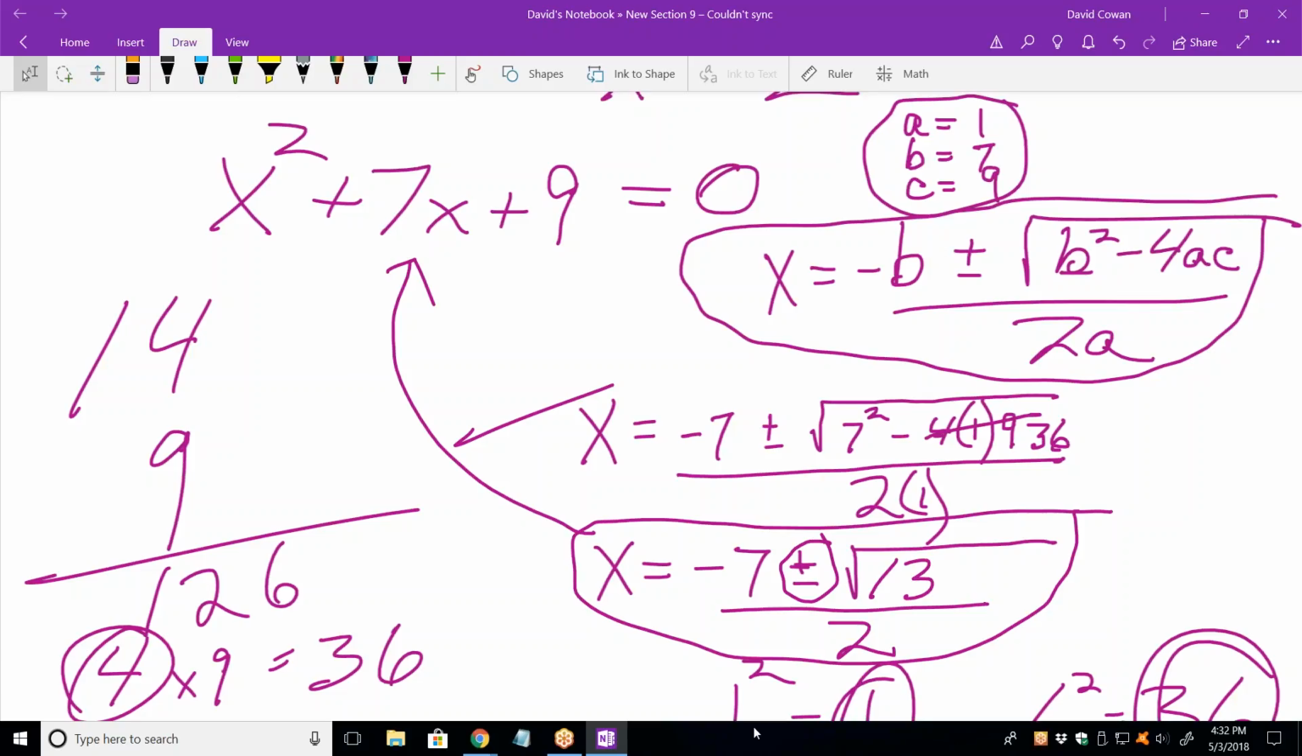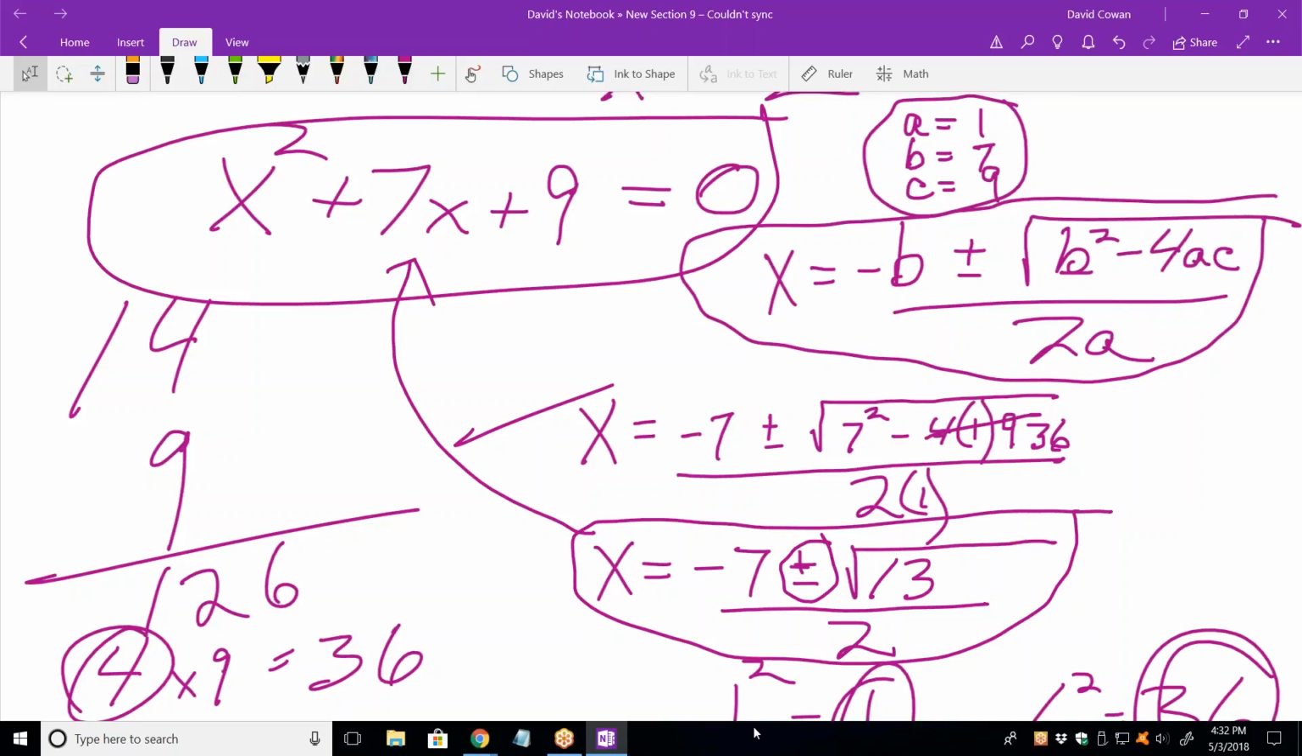And in all honesty, most quadratics are going to be of this format. They're not going to be nice and pretty and factorable, although they will be for you for a while. It's going to be more of a rarity that you have to use this quadratic formula. But you basically have to use it wherever you can't factor. That's the bottom line.